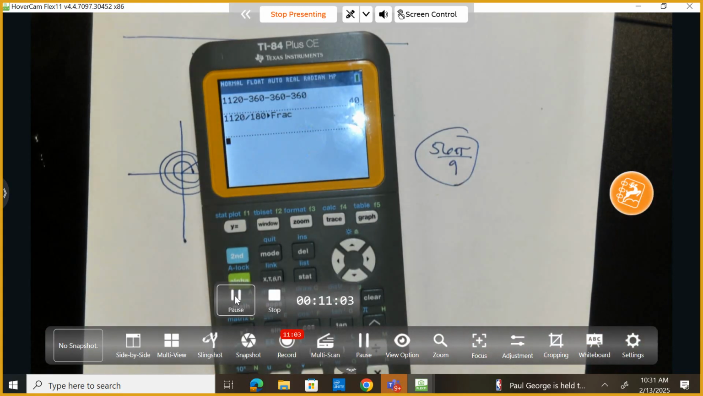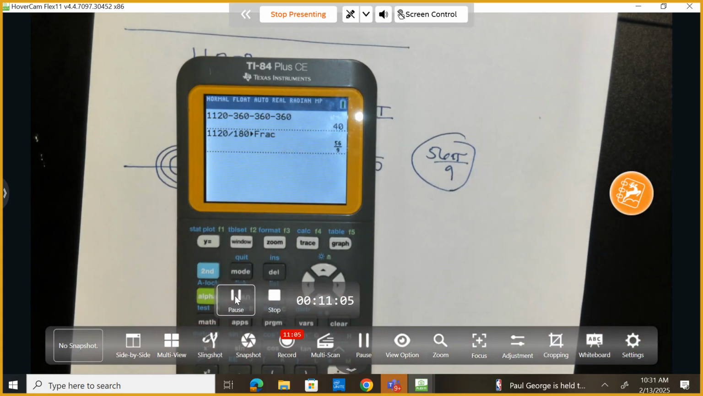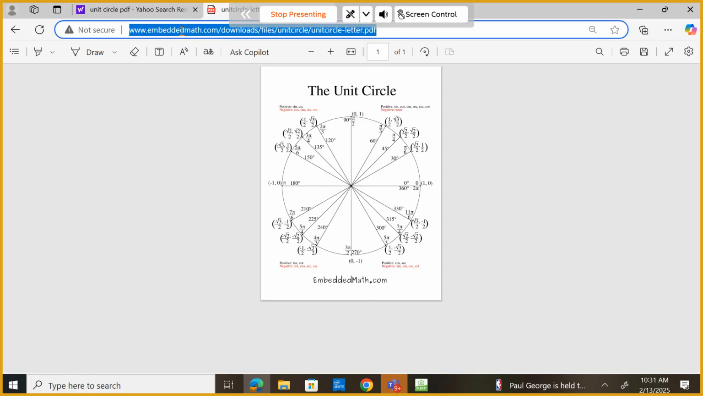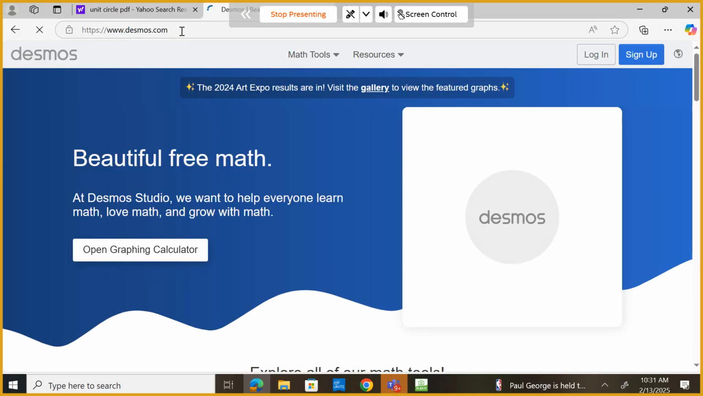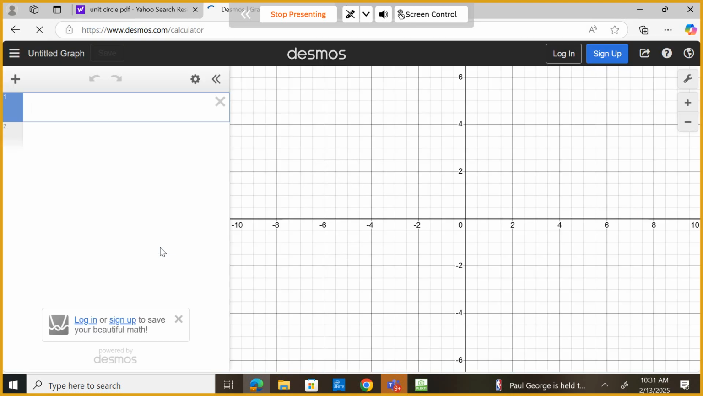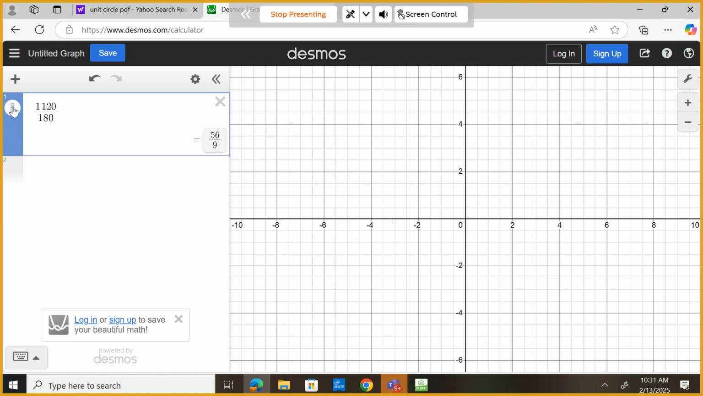Now, if you don't have a calculator, just know that you can go into Desmos and you can do the exact same thing. So I'm going to demonstrate this right now. Give me 1 second here. So if you happen to be watching this and you're at home and you're like, how can I reduce? Please listen without talking. 1,120 divided by 180, and then we're going to hit fraction, and we can see it reduces it to 56 over 9. Don't forget to put the pi on top.